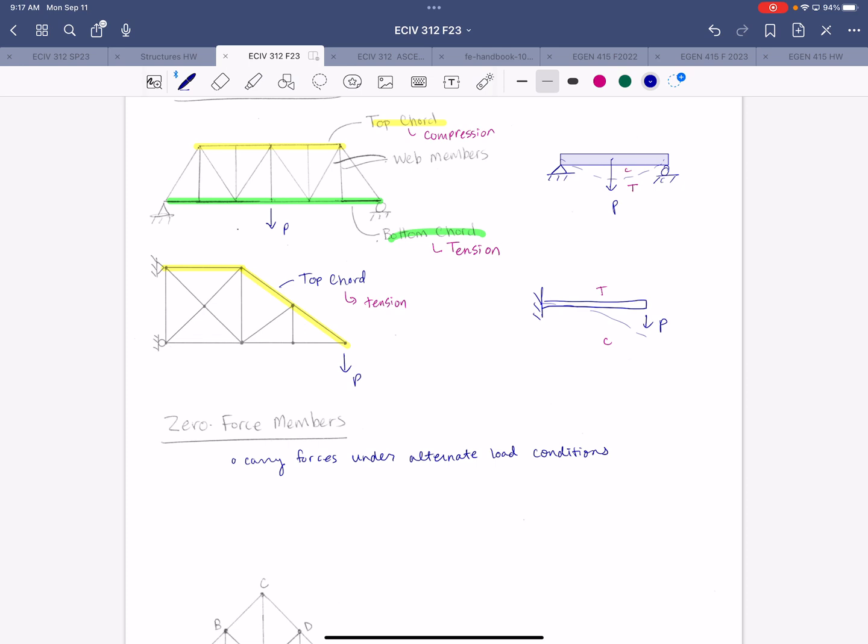But what else are they good for? Stability. They may be necessary just to provide stability. So even if there aren't any load conditions that they're going to be carrying force for, they may just need to be there to stabilize a joint, for example. Anything else? Maybe a non-structural reason? Yeah, aesthetics.